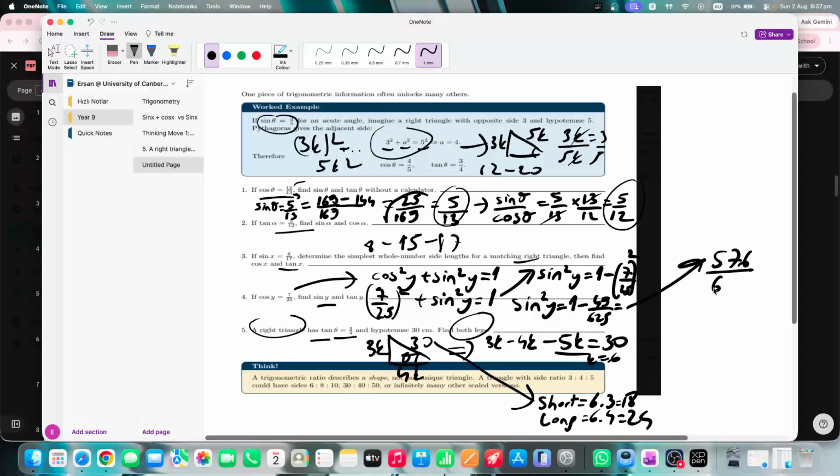576 over 625. What is this? This is sine squared y. So then if you take the square root of this, you will find something like 24 over 25, guys. So yeah, sine y is 24 over 25. I can show you one more thing.